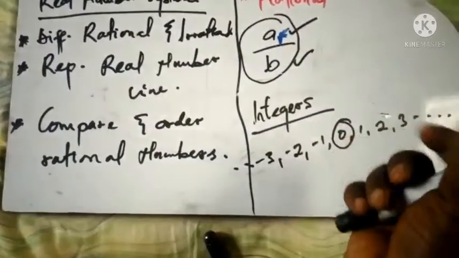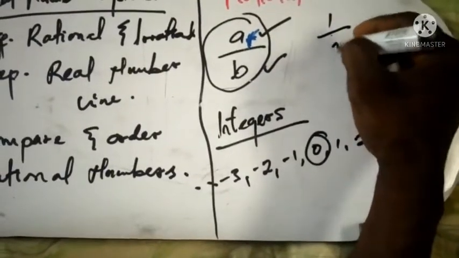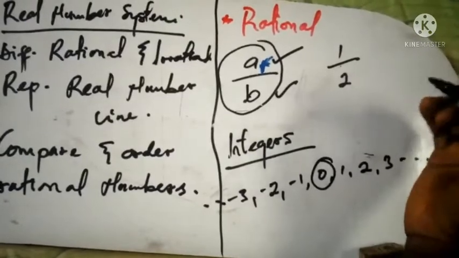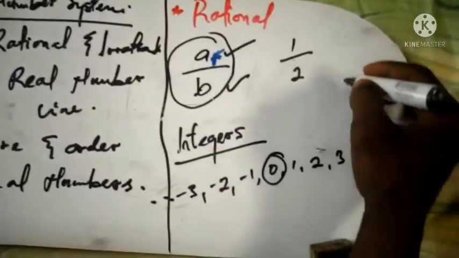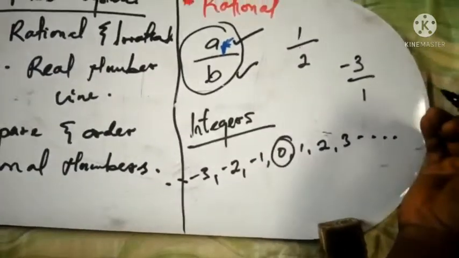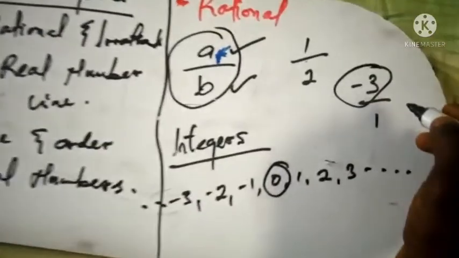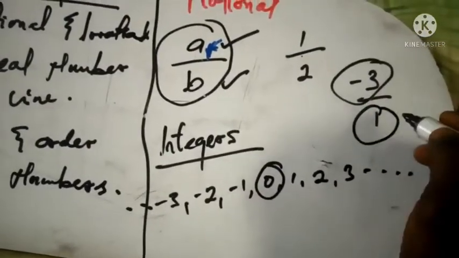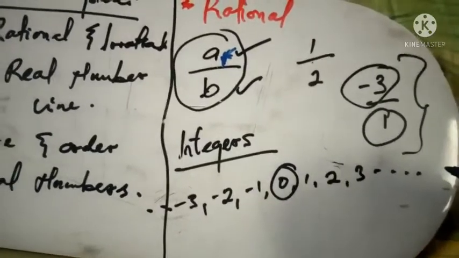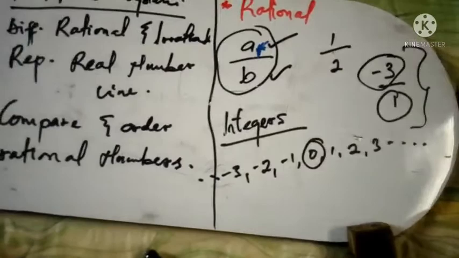A rational number. So let's say, for instance, 1/2 here. It is what? A rational number. Is that okay? So maybe -3/1 is also what? A rational number, right? So far as the top one is an integer, and the bottom one is also an integer, then we can call everything here a rational number. Is that okay? So that is very, very important.